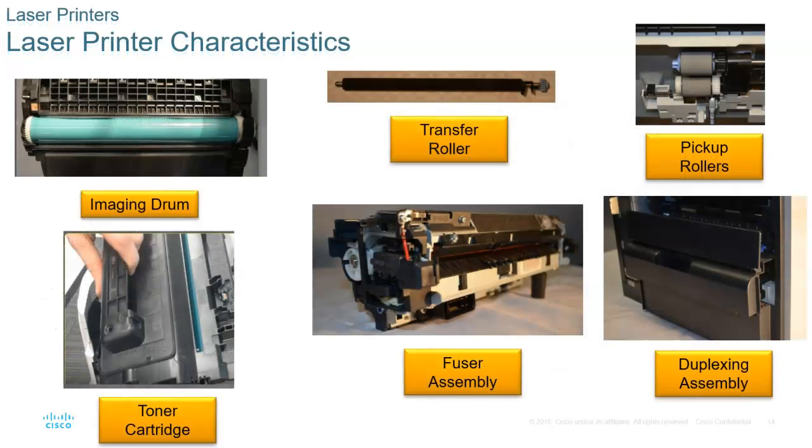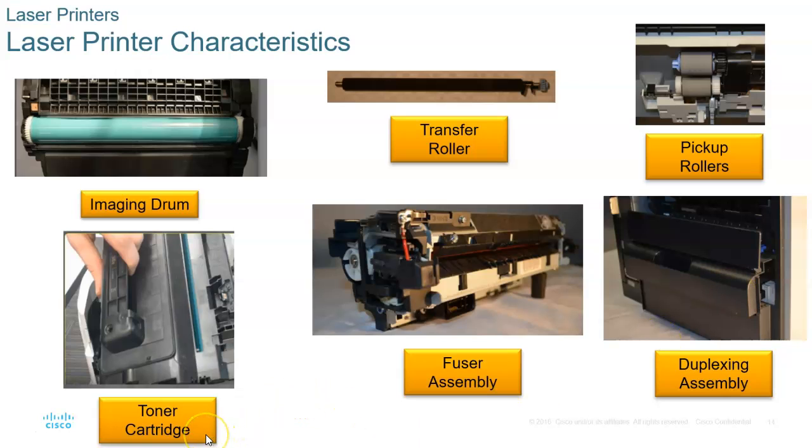So when we talk about the characteristics of laser printers, we have different components. Your imaging drum is the central part of that laser printer. It's a metal cylinder. It has a kind of light-sensitive insulating material on it. When the beam of laser light strikes the drum, it becomes the conductor where the light hits it.